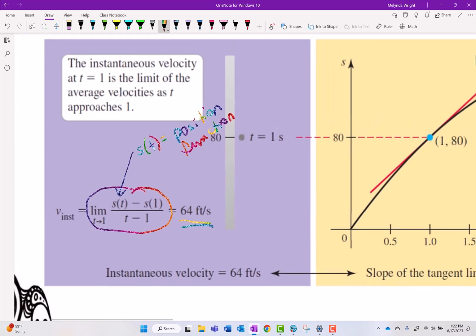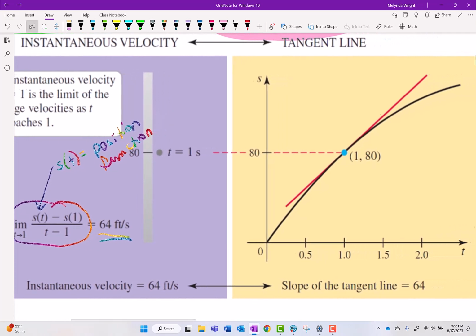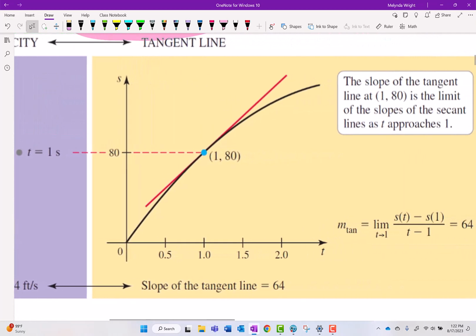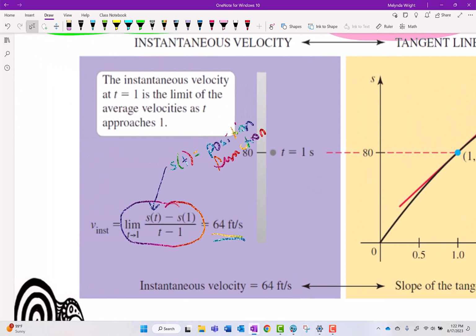Let's look and see how that relates. If we go over here, first of all, I want to pause here for a second. I don't want to go too fast. Is everybody okay? Okay, we're good.